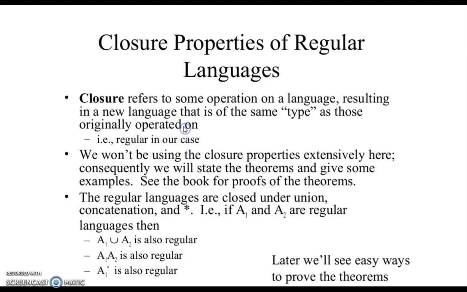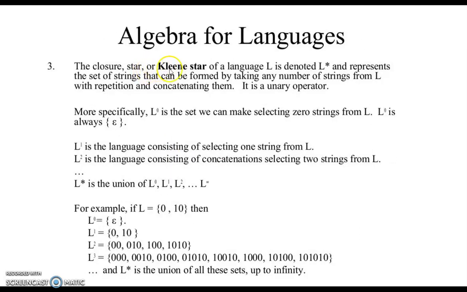Algebra of language: the closure, or Kleene star, of a language L is denoted by L star and represents the set of strings that can be formed by taking any number of strings from L with repetition and concatenating them. It is a unary operator. More specifically, L0 is the set we can make by selecting 0 strings from L. L0 is always epsilon. L1 is a language consisting of selecting one string from L. L2 is the language consisting of concatenating two strings from L. L star is the union of L0, L1, L2, L3, and so on till infinity.